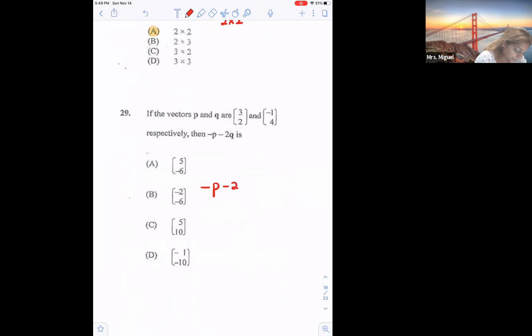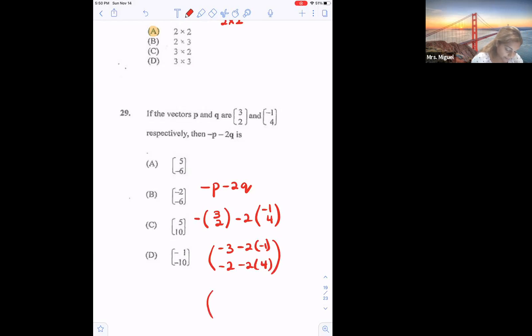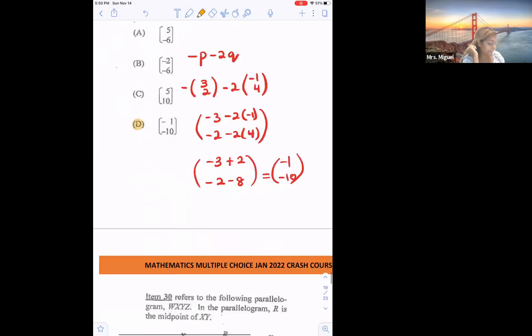Number 29, look at this. Negative P minus 2Q, negative 3, 2 minus 2 by negative 1, 4. So negative 3 minus 2 by minus 1, negative 2 minus 2 by 4. So negative 3 plus 2, negative 2 minus 8. The answer, negative 1, negative 10. So sometimes the questions come back, especially number 29.